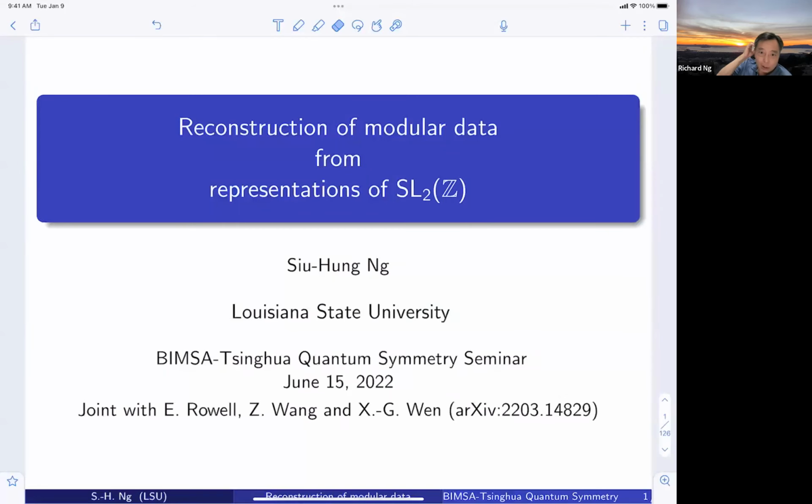So I would like to talk. What I would like to talk about is this reconstruction of modular data from the representation of SL2C. Maybe I spell out the background first, and then I can tell you what the rationale is. Probably it is clear from the title of the talk and also the paper.